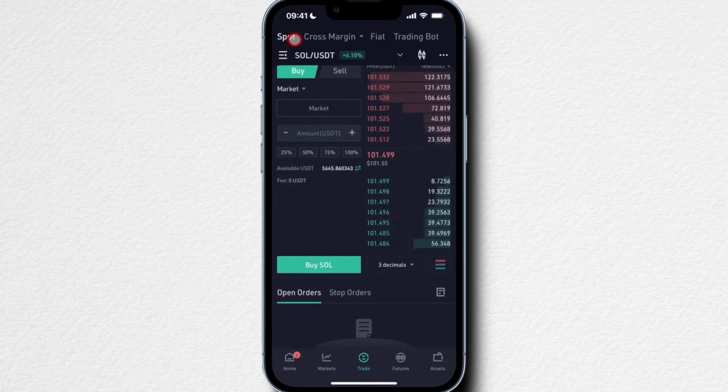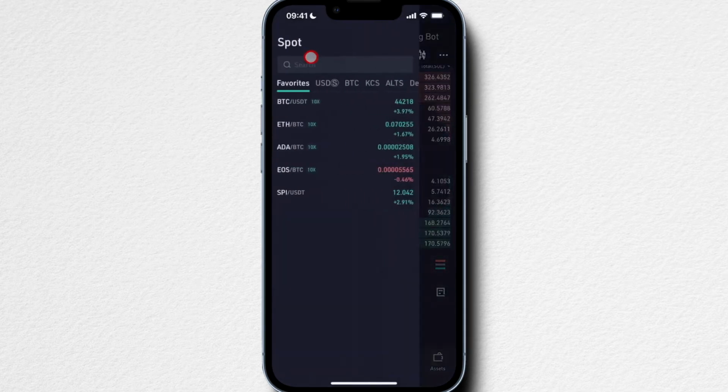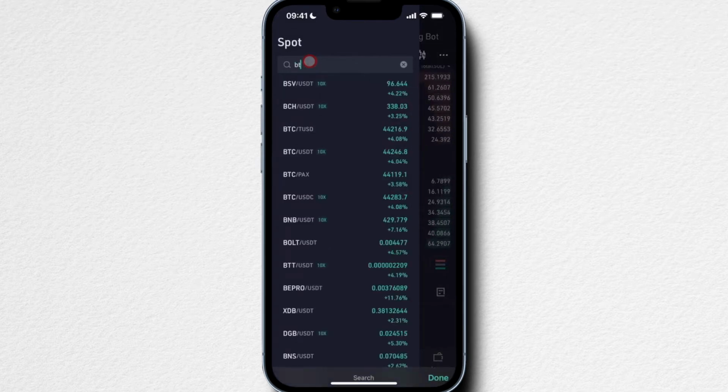Then we can decide on what trading pair we want to trade. So currently I'm in the Solana versus US dollar tether tab. What I can do now is maybe trade Bitcoin versus US dollar tether. So I can type in BTC here and then look for the trading pair that I want to trade. I'm going to go for BTC USDT.